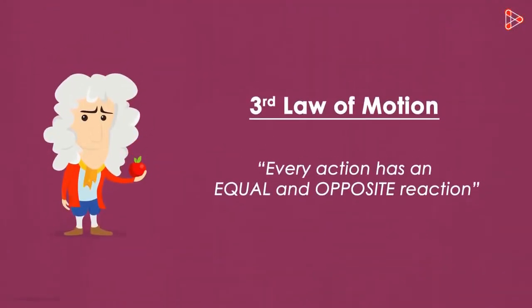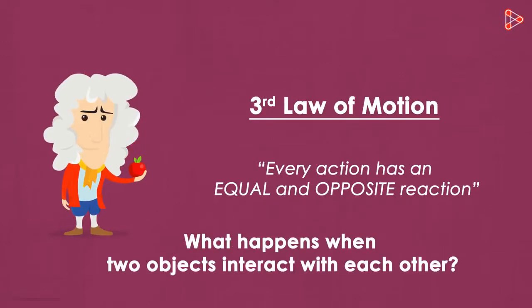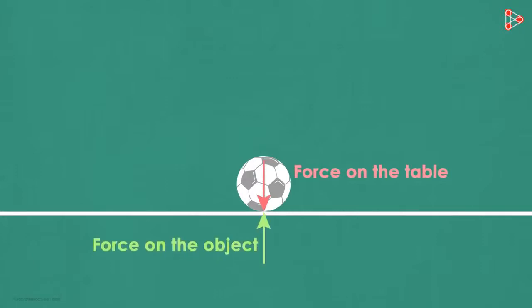The only question you need to ask yourself while studying the third law is, what happens when two objects interact with each other? What happens when you place an object on the table? The object exerts a force on the table and the table exerts an upward force on the object. There are two forces that result from this interaction: a force on the table and a force on the object.